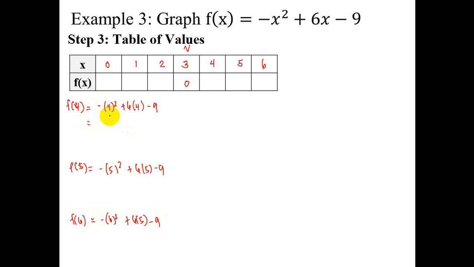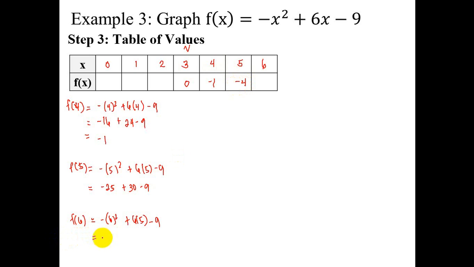Then simplify. 4 times 4 is 16. Negative times 16 is negative 16. 6 times 4 is 24 minus 9. So negative 16 plus 24 minus 9 is negative 1. Then here we have 5 times 5, 25 times negative 1, it's negative 25. 6 times 5 is 30 minus 9. So what will be the answer? It is negative 4. So f of 5 is negative 4.